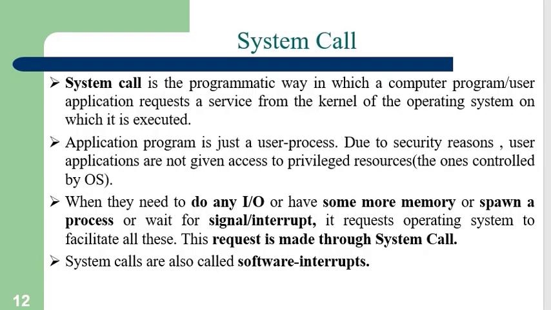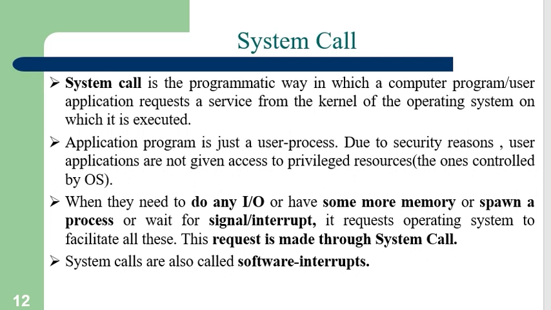Next, we are going to see about system calls. A system call is the programmatic way in which a computer user application requests a service from the kernel of the OS on which it is executed. The application program is just a user process.